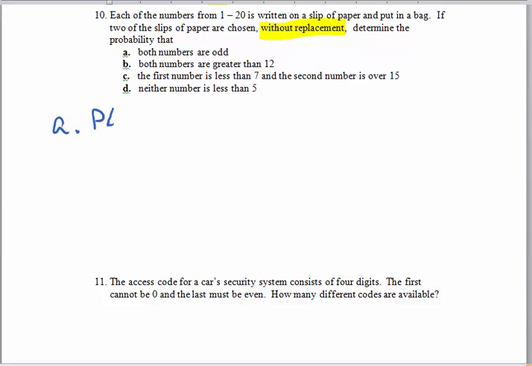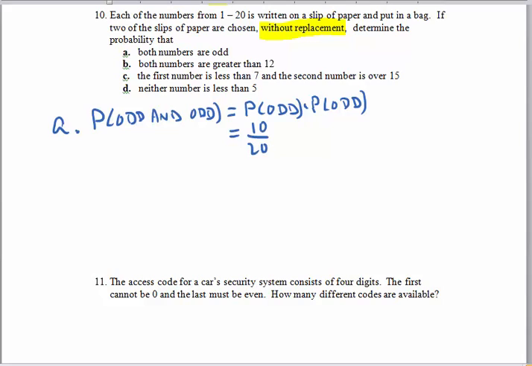So that's going to be the probability of an odd and another odd. And how do I find that? I multiply the probability of an odd on the first selection by the probability of an odd on the second selection. So the numbers from 1 to 20 are broken up. There's 10 evens and there's 10 odds. So the probability of getting an odd on the first selection would be 10 out of 20, or 1/2.